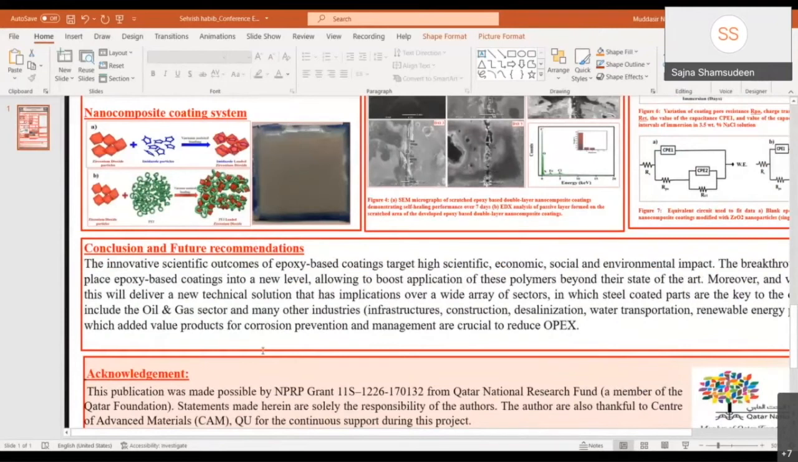The conclusion of our work is that epoxy-based coatings have high scientific, economic, social, and environmental impact, and they can be used not only in the oil and gas field, but also in many other industries, infrastructures, water transportation, and renewable energy, and they have a lot of scope in the future. Not only epoxies but other polymeric matrices which are reinforced with different smart containers have a lot of scope in the future for protection in oil and gas or other industrial applications.